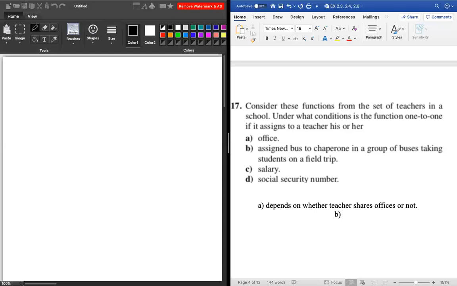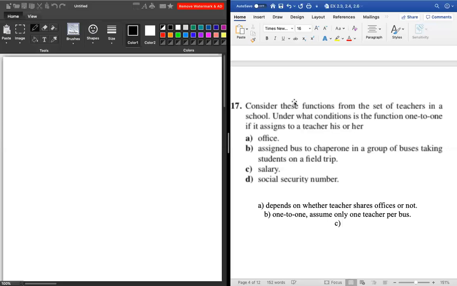Part number B, assign a bus in a group of buses taking students on a field trip. Under what condition is it one-to-one? If we assume only one teacher per bus, then it will be a one-to-one function.